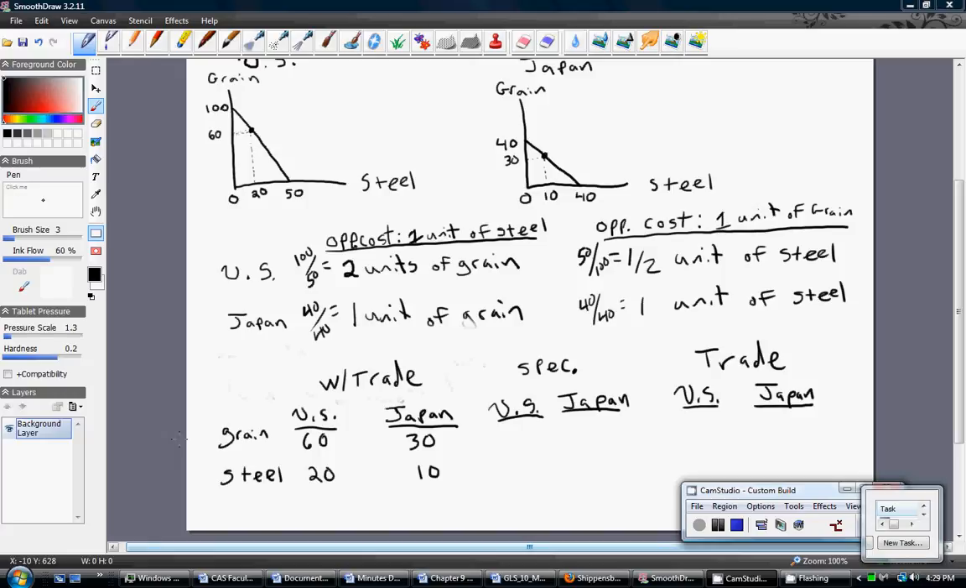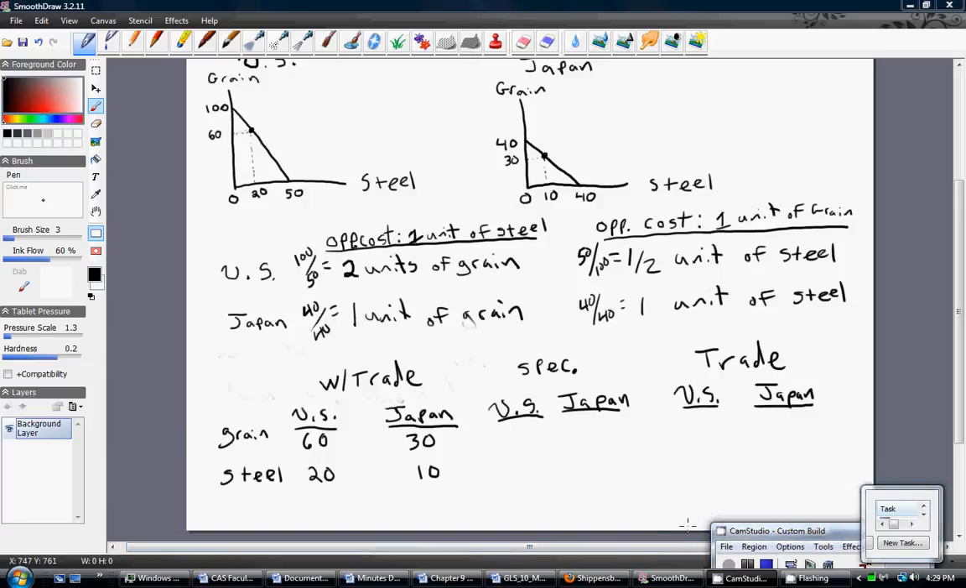We're going to have a table here at the bottom with several columns. The first set of columns shows the situation without trade. Assuming that the United States and Japan are self-sufficient, not trading with one another, we can assume that the U.S. is going to produce and consume 60 units of grain and 20 units of steel. We're also going to assume that Japan is going to produce and consume 30 units of grain and 10 units of steel. Note at the beginning of the video I illustrated where those points were located along the production possibilities frontiers.